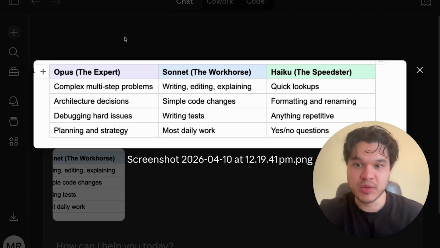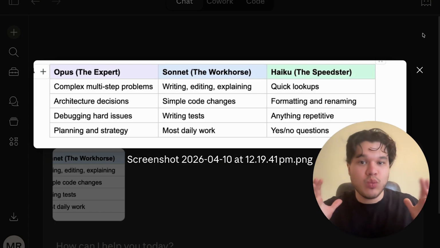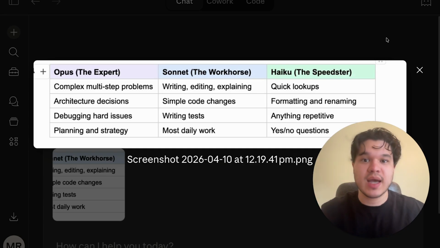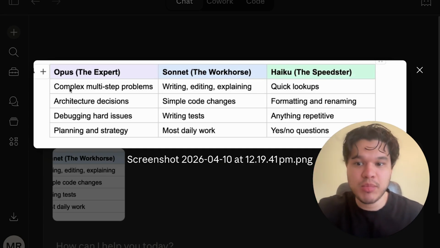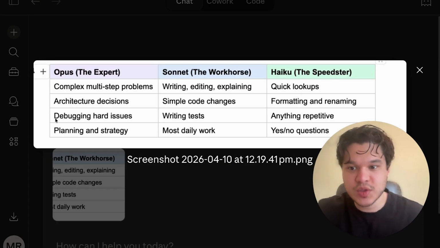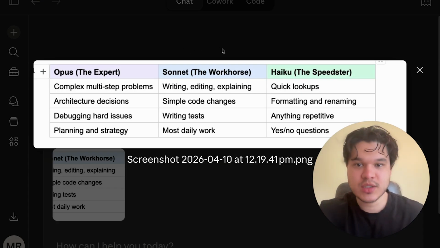So when it comes to Opus, essentially it is the expert. Again, would you go to the CEO with a junior level task? It's just a waste of time. Of course not. So with Opus, it's complex multi-step problems, it's architecture decisions, it's debugging hard issues, and it's planning and strategy.